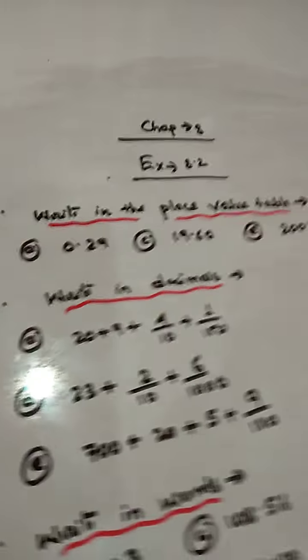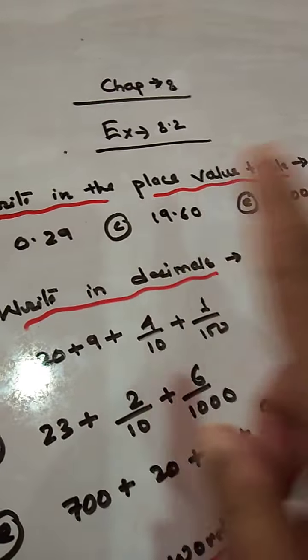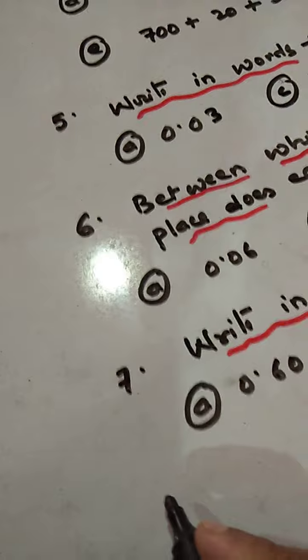Hello everyone. Now in this session I will explain question number 3, 4, 5, 6 and 7 of exercise 8.2 of chapter 8 decimals. Now let's begin with question number 3. In question number 3 we have to write in the place value table. We have already done this type of sums in the previous exercise.